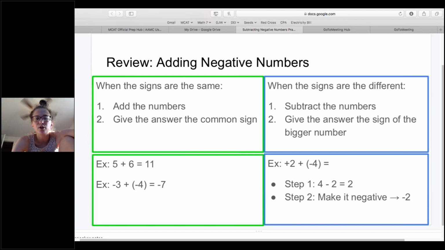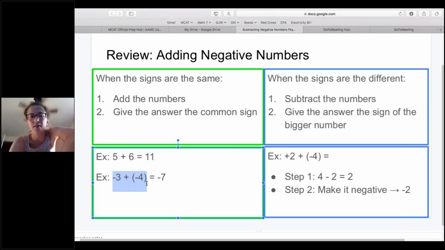So the big reminder here is anytime you have problems where the signs are the same, as in they're both positive or they're both negative, you're really going to add them. You see that in this box down here. Here they were both positive, so I just added them. Here they were both negative, so I just added them as if they were positive, and then I gave the negative. But when the signs are different, like those final two problems we did, you want to think, my signs are different, so I'm going to find their difference, or subtract them.